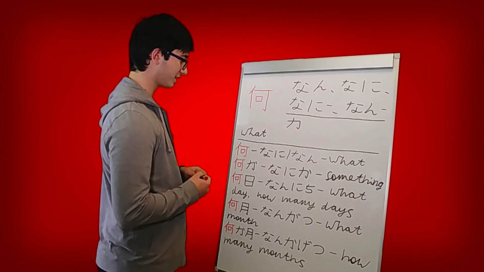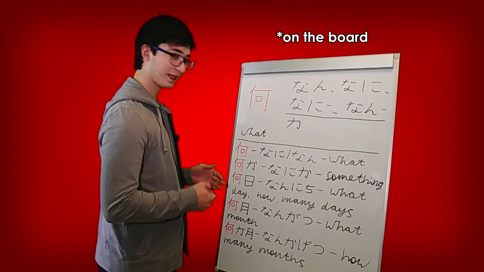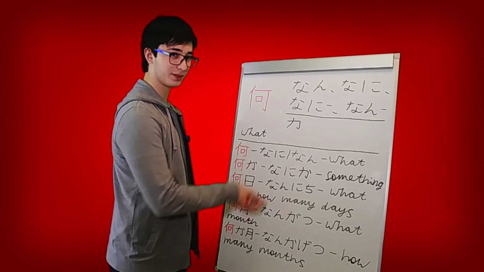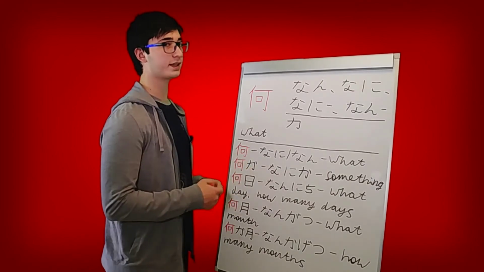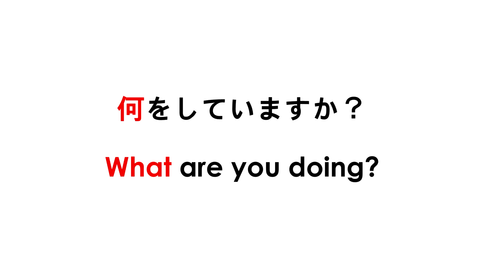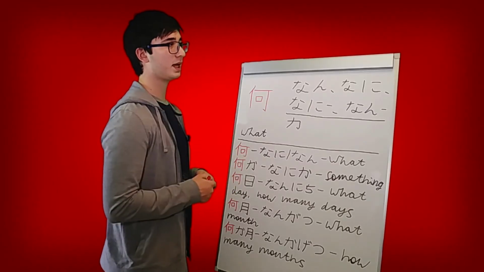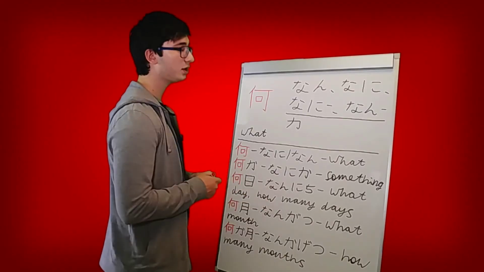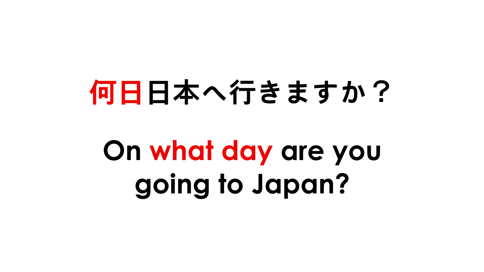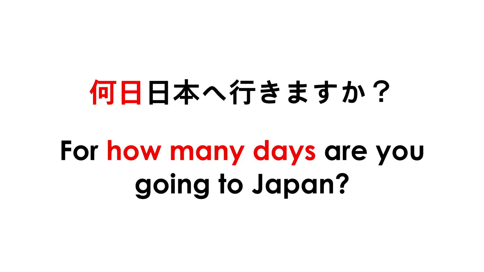This time I have more words than I can fit on the desk, so let's first look at example sentences for these words, and then I'll show the next ones. So for the first word, we'll have a sentence like "Nani o shite imasu ka?" which means what are you doing? For nanika, we'll have a sentence like "Nanika tabemasu ka?" which means will you have anything to eat? Then for nannichi, we'll have "Nannichi Nihon e ikimasu ka?" which means on what day are you going to Japan? Or for how many days are you going to Japan?